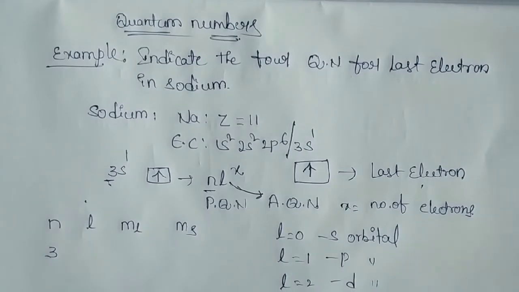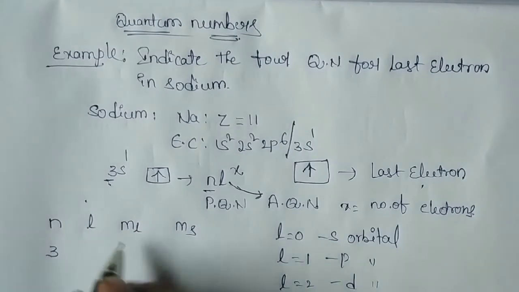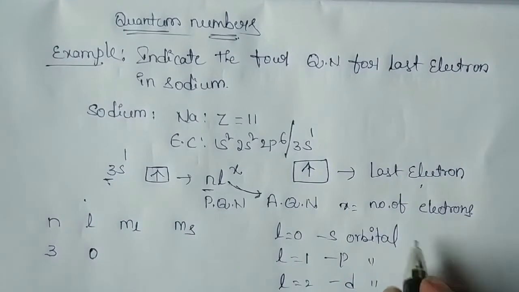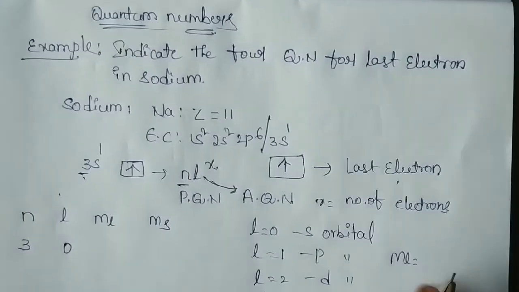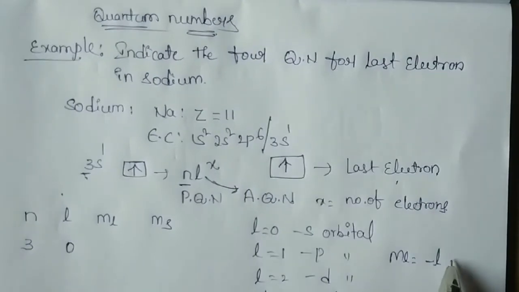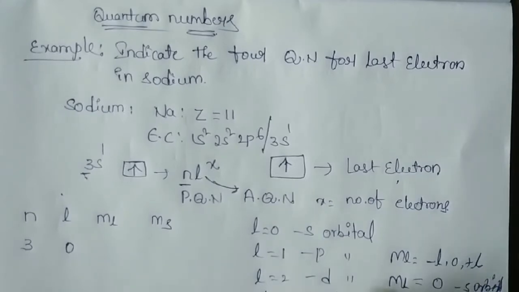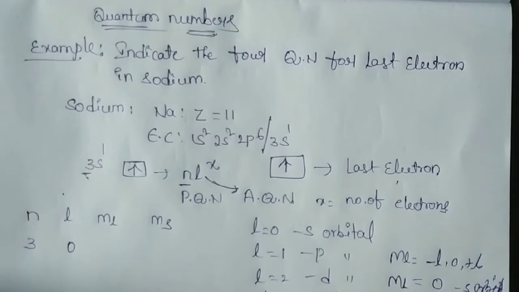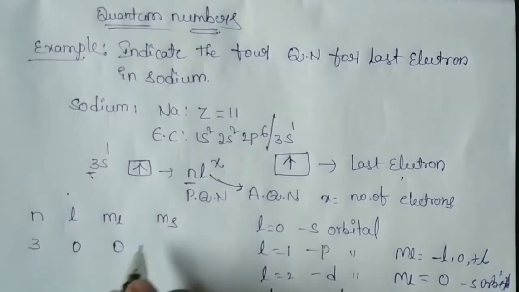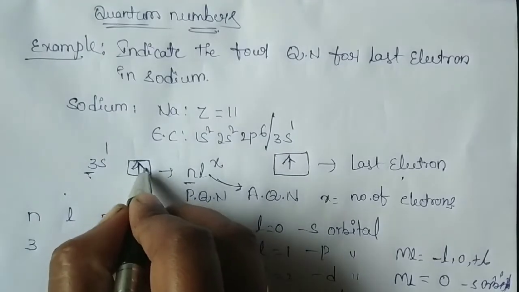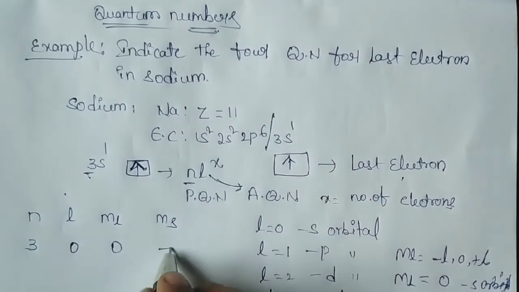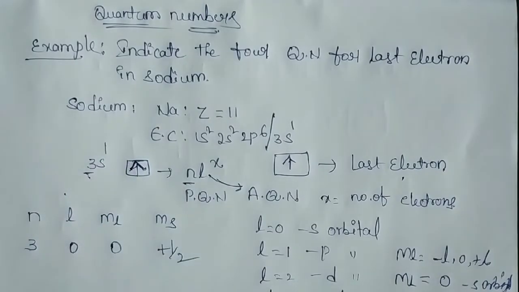So here we have 3s, which means s has l value 0. The ml values we know are from minus l through 0 to plus l. So for s orbital the l value is 0, so the ml value is also 0. I represent the ml value here, that is also 0, and for ms, the electron is indicated by an upward arrow, so the spin is plus half.